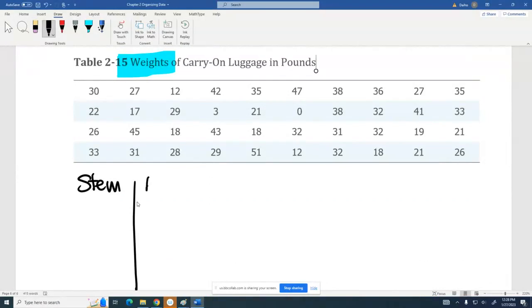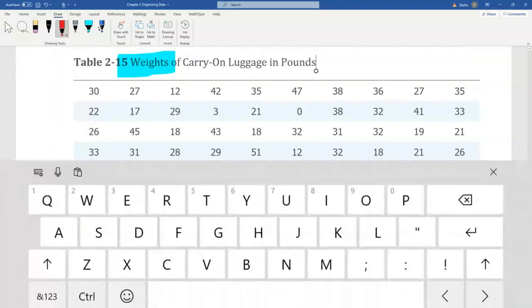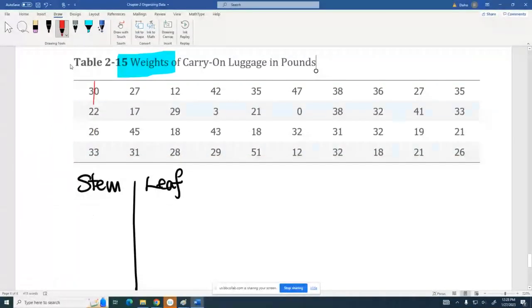And the right one will be leaf. Also, we can split each value into two parts. We can split the 2 digits. Tens is going to stem, ones is going to the leaf, and every single value. Is it good, right? So now, can you give me the biggest value? The maximum, please? 47? 51. 51 is the maximum. What is the minimum? 0.